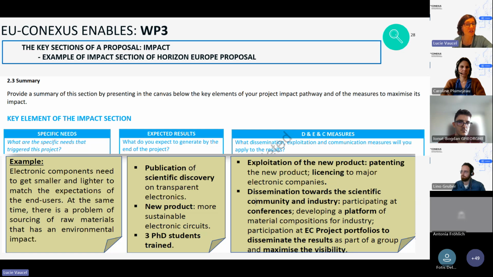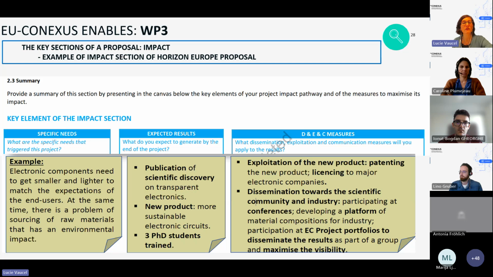So what kind of expected results can we imagine? Can we plan that will be generated by the end of the project? Publication of scientific discovery on transparent electronics, for instance. New products, more sustainable electronic circuits. And maybe 3 PhD students will be trained. That's also an example of an expected result that can be reached by the end of the project.